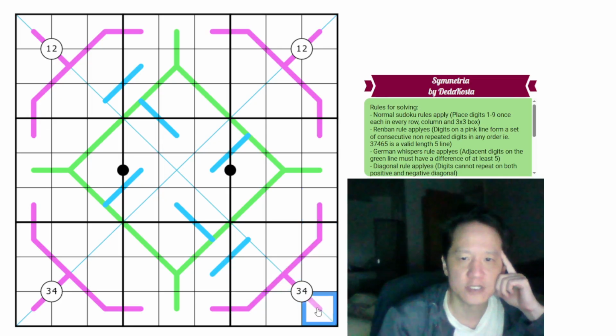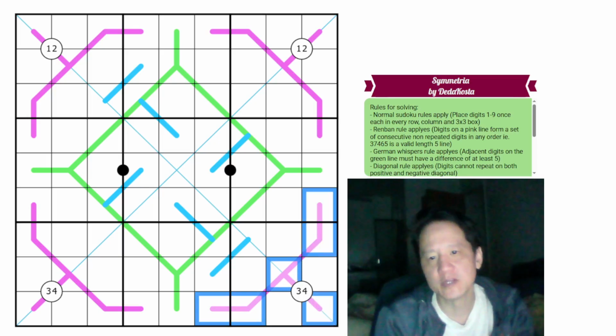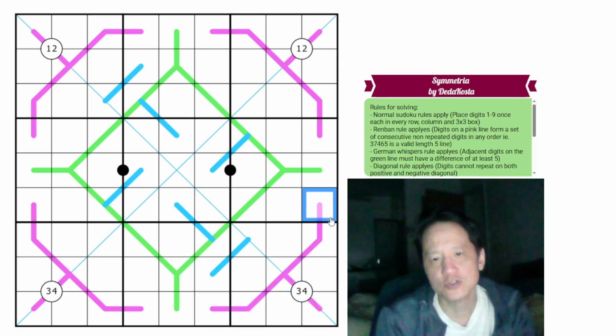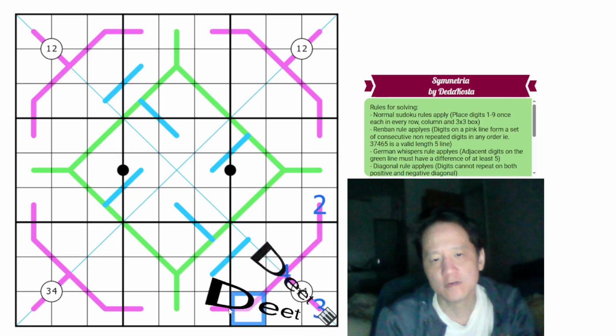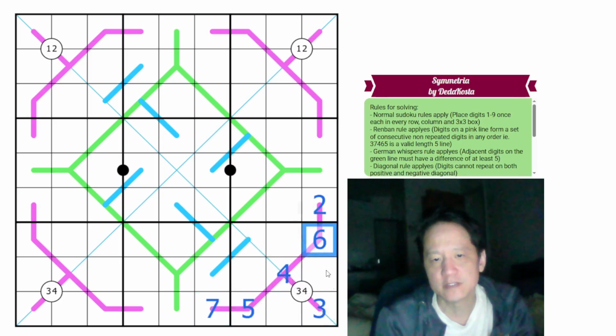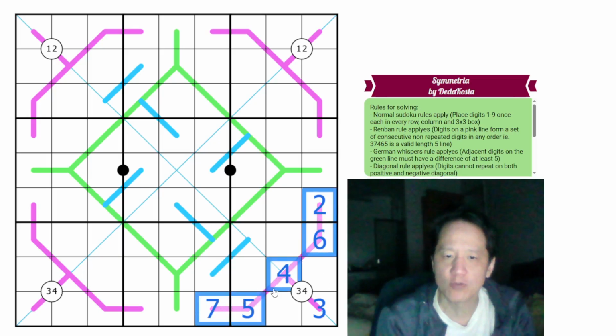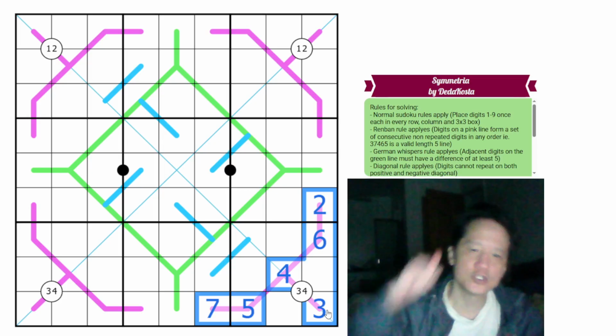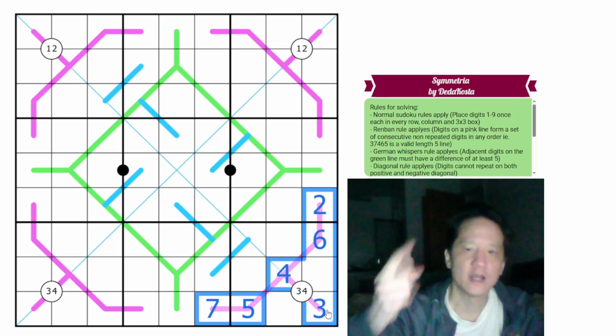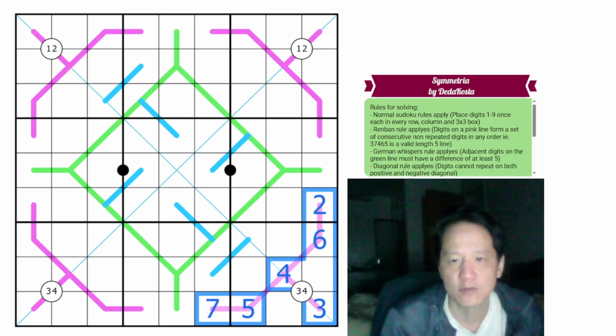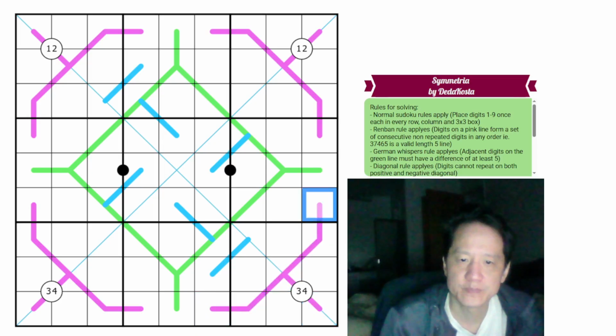So we'll use this. We can say then that on this line, you could have something like, let's just use 2, 3, 4, 5, 7, and 6. That forms a valid renban because the digits 2 through 7 are consecutive and there are no repeats on the renban. So that's an example of how the renban rule works.